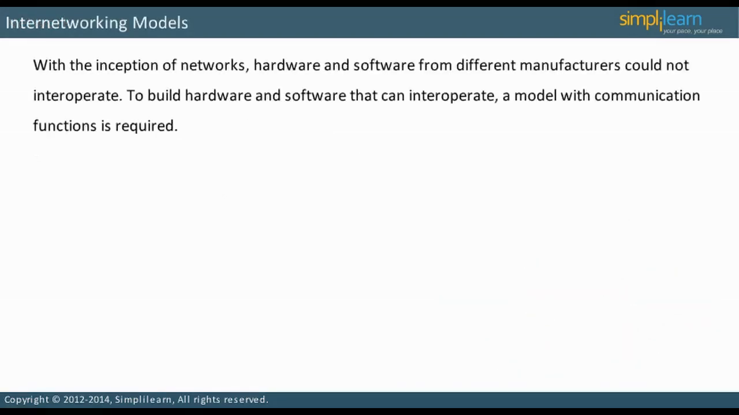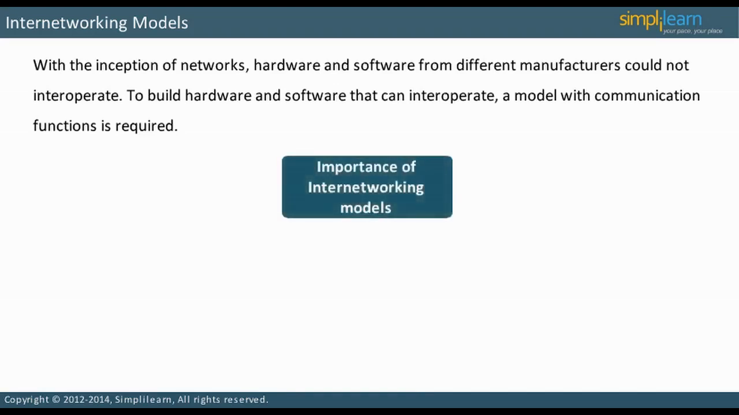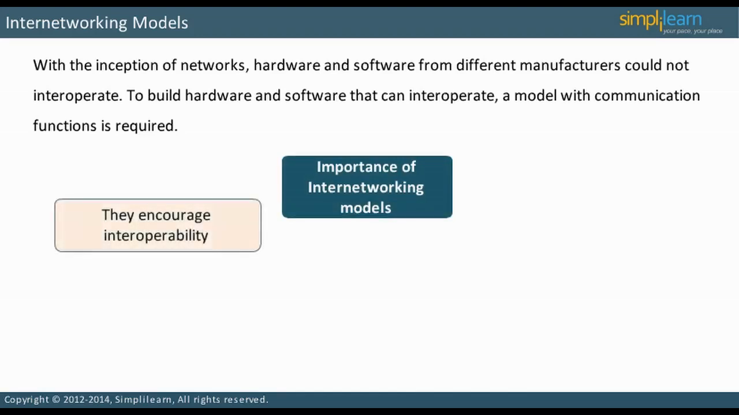With the inception of networks, hardware and software from different manufacturers could not interoperate. To create a network, it was necessary to buy all the components from the same vendor. To build hardware and software that can interoperate, a model with communication functions is required. Internetworking models are important for three reasons. Firstly, they encourage interoperability. A model gives a standard way to discuss the functions that are required. A vendor manufactures a device to fulfill specific functions that are detailed in the model.